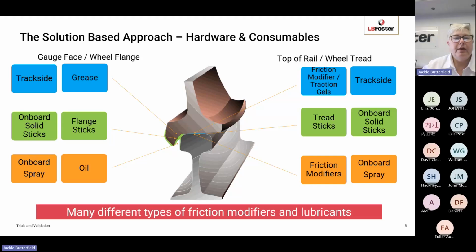And again, from our previous webinars, we've talked about the many different types of materials, friction modifiers and lubricants, and also the delivery mechanisms. So the trackside application of greases, or friction modifier or traction gels to increase adhesion, onboard application of solid sticks for flange wear or solid sticks for tread friction modification, and then onboard spray systems, so oil systems for flange wear and top of rail friction modifiers for tread wear and also noise, corrugation, energy efficiency.